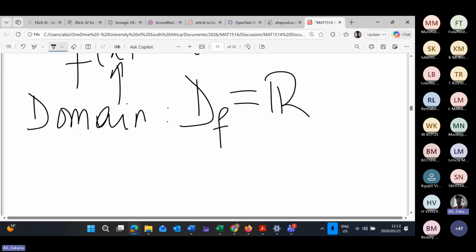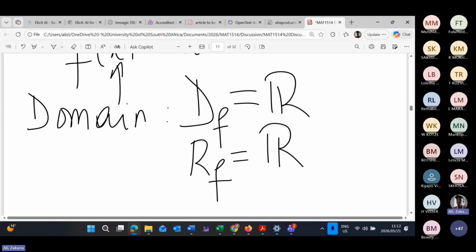Can it go unlimited up to negative infinity? So what do you call the range? We also write it as RF. The range will also be the set of real numbers in this case, because it's any number.